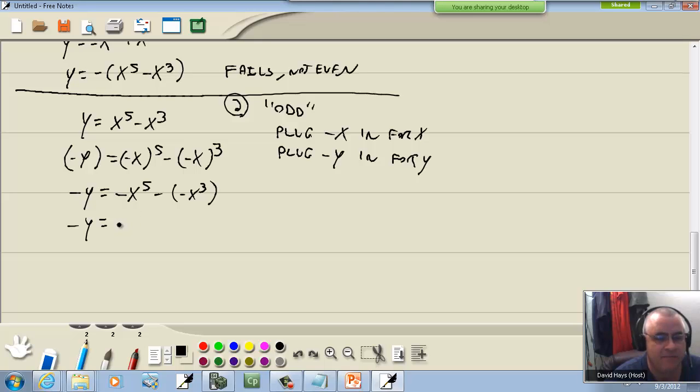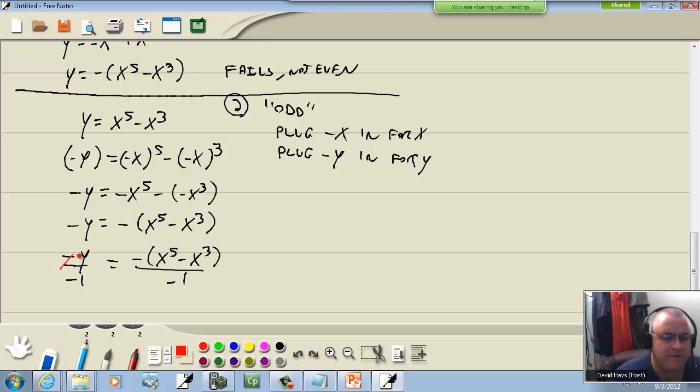And then I can factor a negative out, and that gives us x to the fifth minus x to the third. And then I'll divide both sides by negative 1. When we do that, those negatives cancel, these negatives are going to cancel, and we're going to end up with y is equal to x to the fifth minus x to the third, which is our original function. That's what would make this algebraically odd.